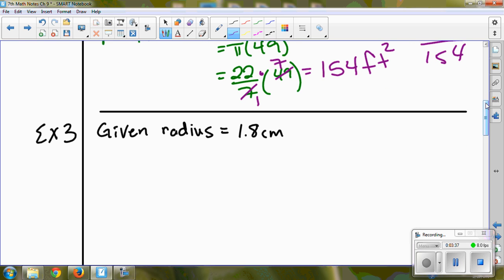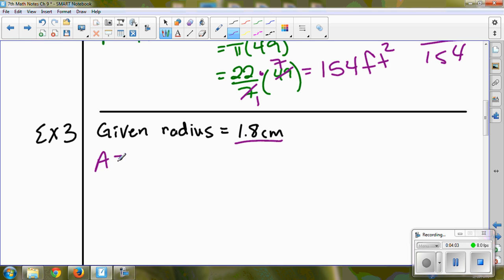Example 3, given a radius of 1.8 centimeters. They actually asked you to measure this, but I'm not asking you to measure it, so I'm just going to give it to you just like I will on the homework. They ask us to use a centimeter ruler to measure the radius of the circle. I've given you the radius here. Then find the area of the shaded region of the circle. Use 3.14 for pi. Round your answer to the nearest tenth.